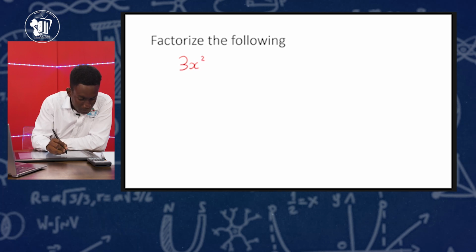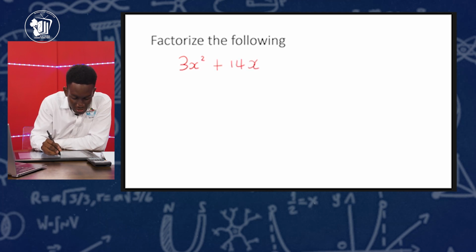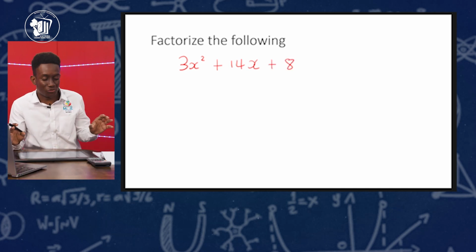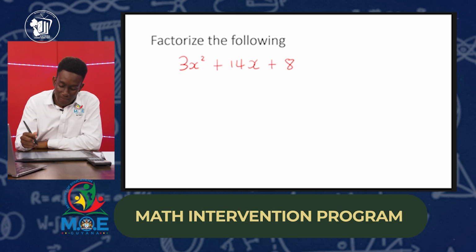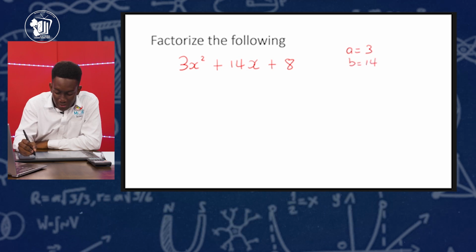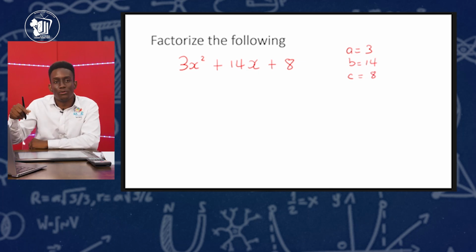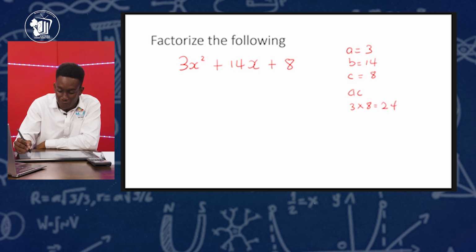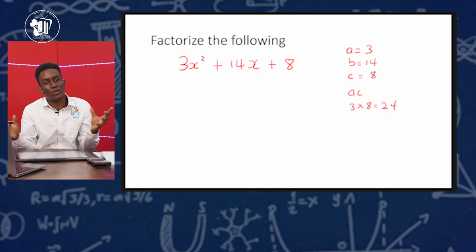3x squared plus 14x plus 8. We want to factorize this quadratic. So step 1, identify A, B, and C. So let's do A is equal to, in this case, 3. B is equal to 14, and C is simply equal to 8. Identify A, B, and C. Step 2, you multiply A by C. So AC would be 3 multiplied by 8, which will give me 24. So the value of AC is 24, very important number.